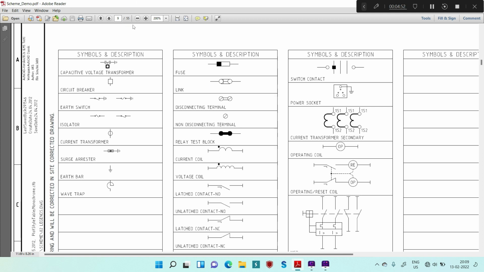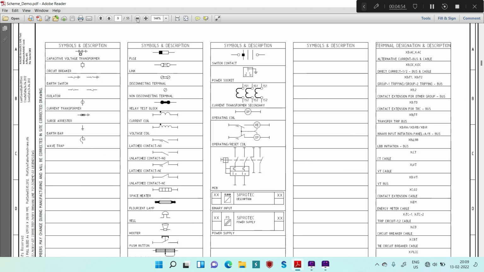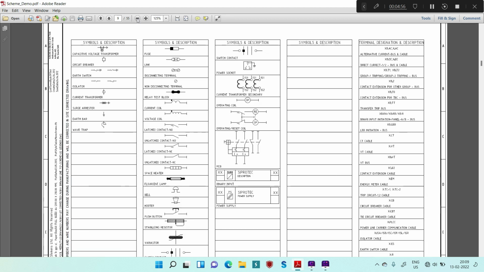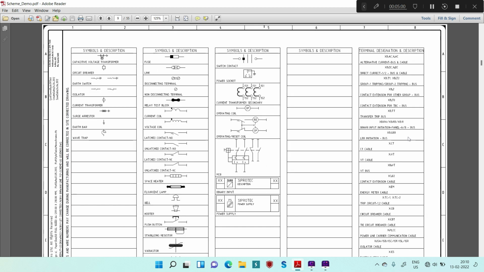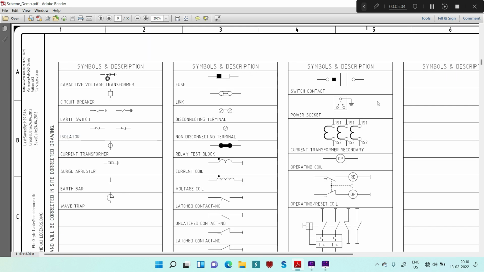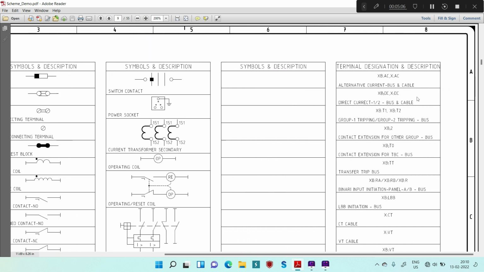These are some basic symbols. After that, you just have to see that some terminal descriptions are also there. So this is your terminal description. These terminal descriptions, if you see this XBAC or XAC, this is for AC current, and similarly this is for DC terminals.